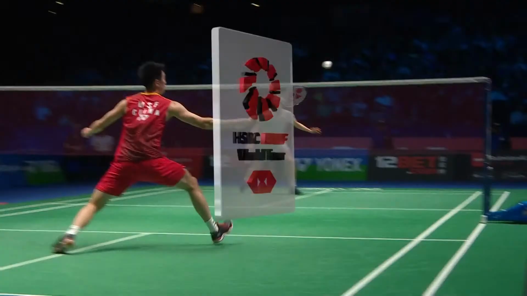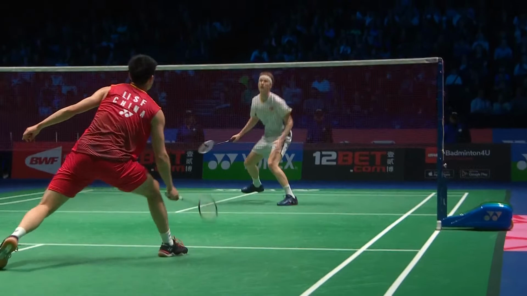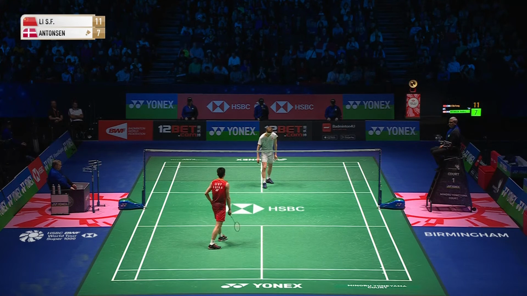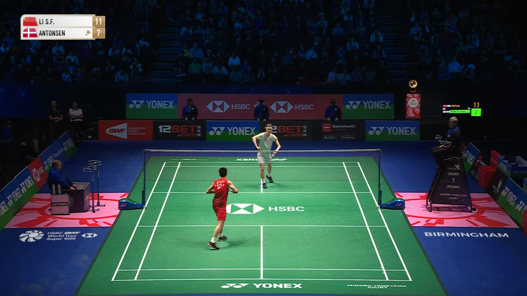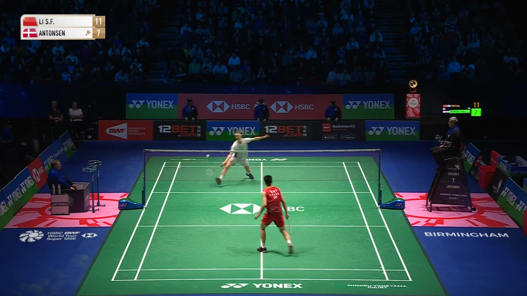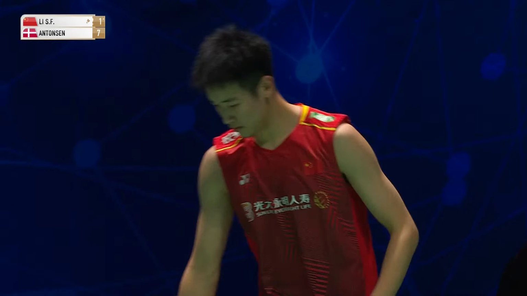What do you think Antonsen's being told here by Jochen Pearson? My Danish definitely isn't good enough to know what he said. It's a tough one. I mean, at the moment he's got to try and contain Li Shifeng. He's forced a few of the chances he's had. He's made a few unforced errors. I watched the match yesterday against Jinting, who's one of the fastest players in the world, and I'd say Anders contained him. He kept the same speed, which I haven't quite seen today.